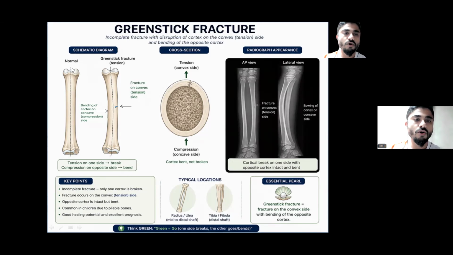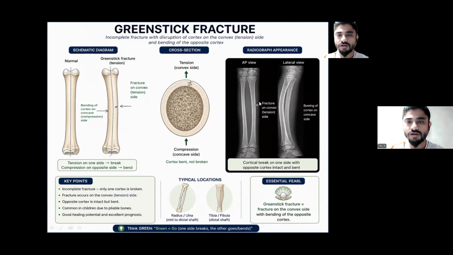So this is how the normal bone will look. In a greenstick fracture, you see there is a buckling of cortex on the convex side of the bone, not on the concave side. If you apply tension on one side, there will be a break; compression on the opposite side, there will be a bend. This is the cross sectional appearance. If you apply pressure on the convex side, there will be a break in the cortex, so you will label it as a greenstick fracture.